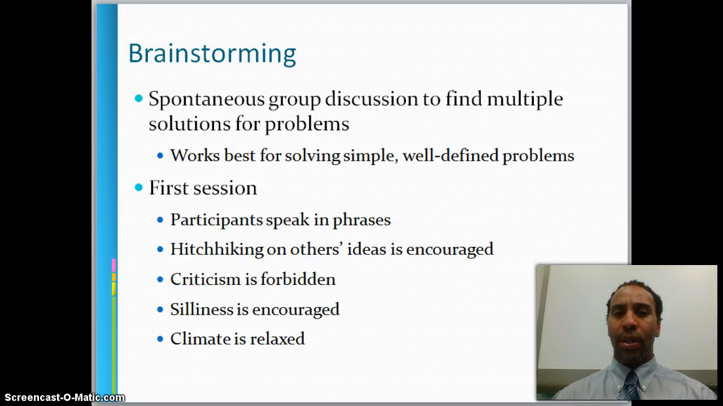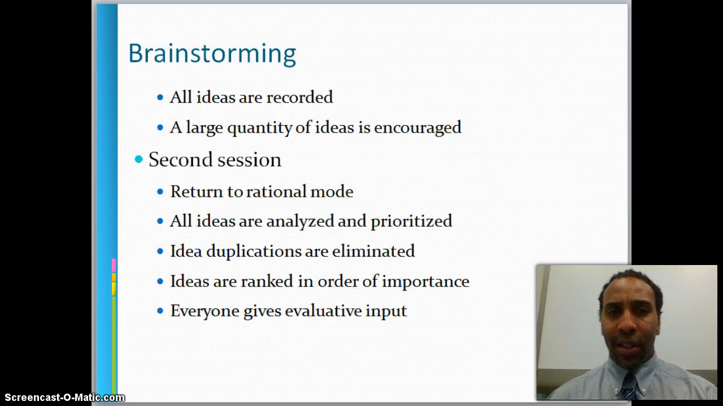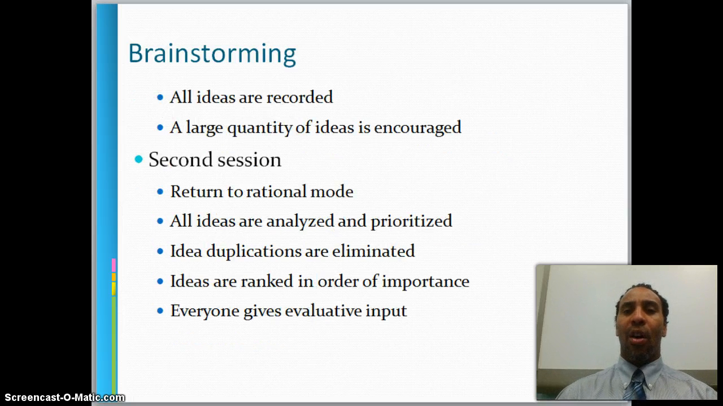In the first session, the participants speak in phrases. Hitchhiking on others' ideas is encouraged. Criticism is forbidden, right? So you cannot criticize my stupid idea. Silliness is encouraged, and the climate is very, very relaxed. All ideas are recorded. A large quantity of ideas are encouraged.